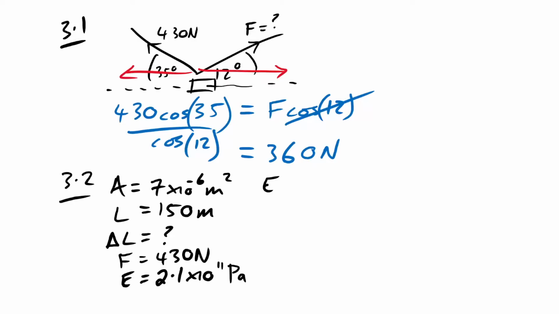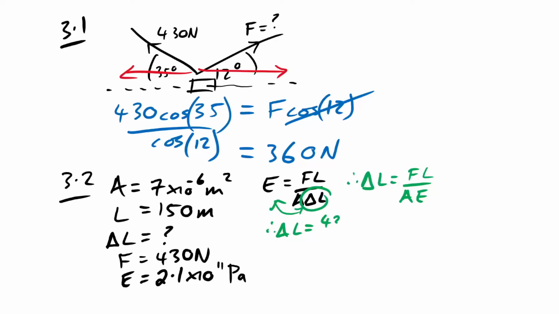So let's crack out our equation for Young modulus. E is equal to FL over A delta L. We're looking for delta L, so just swap over these two. So therefore delta L is equal to FL over AE. So just popping everything in. Easy peasy. Lovely paper so far.